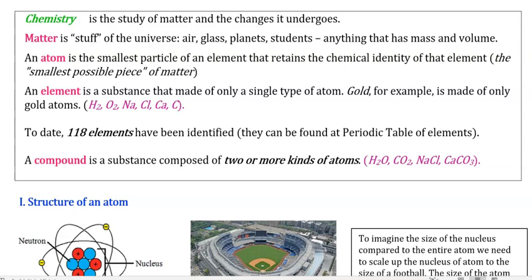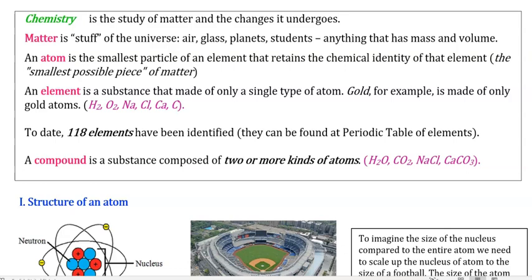An atom is the smallest particle of an element that retains the chemical identity of that element, the smallest possible piece of matter. An element is a substance that's made of only a single type of atom. For example, gold is made of only gold atoms. Another example, iron is made of only iron atoms. Oxygen, the gas which we use for breathing, is made of only oxygen atoms.